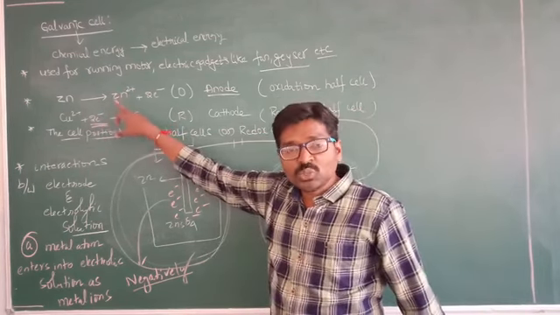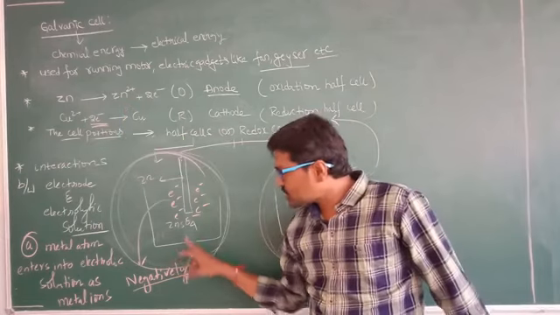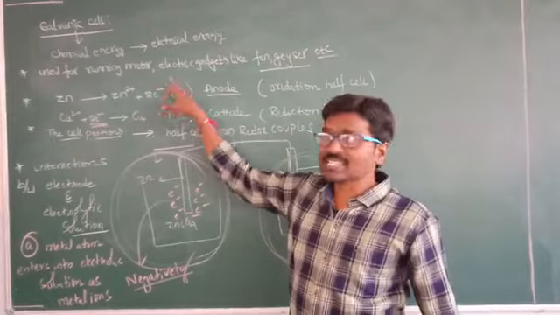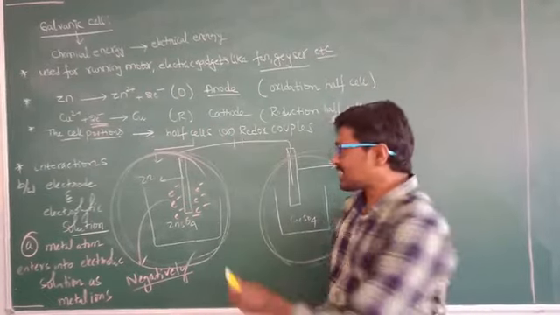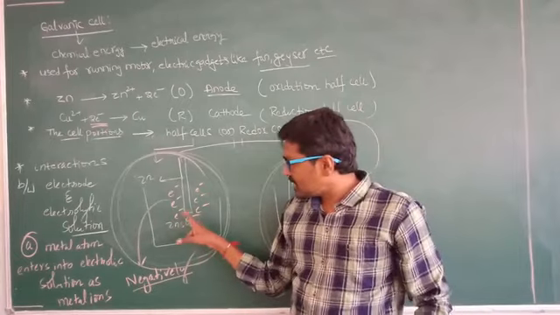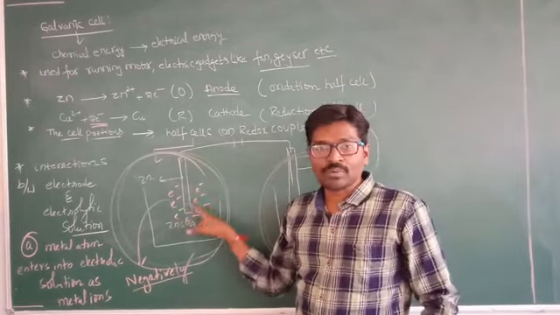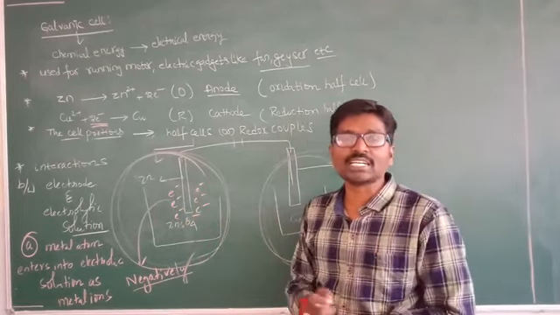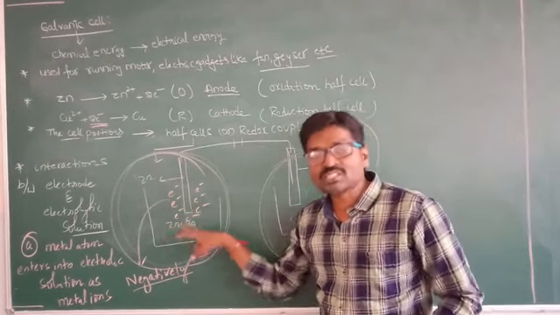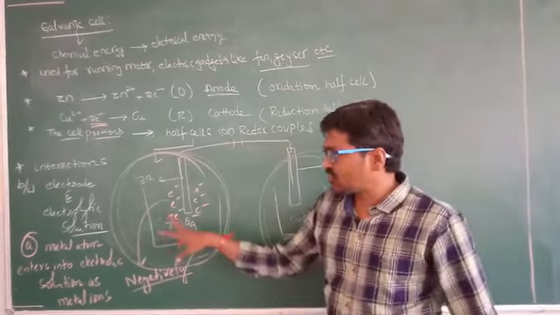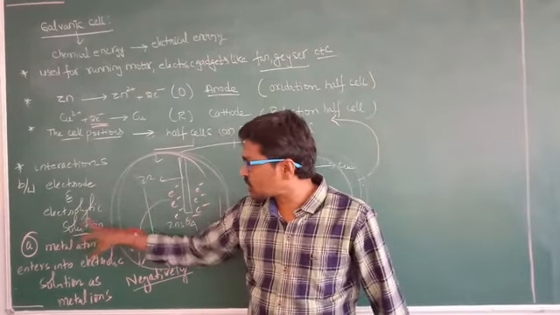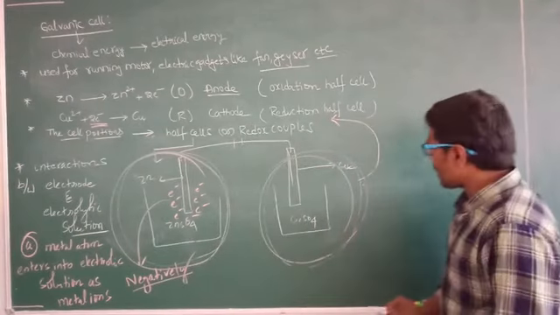Now those Zn2+ ions enter into the zinc sulfate solution, leaving electrons around this zinc rod. Due to that reason, negative charge is developed, meaning negative potential is developed around this zinc rod. This is the first point you have to remember whenever we observe the interactions between the electrode and the electrolytic solution. Next, coming to the second one.